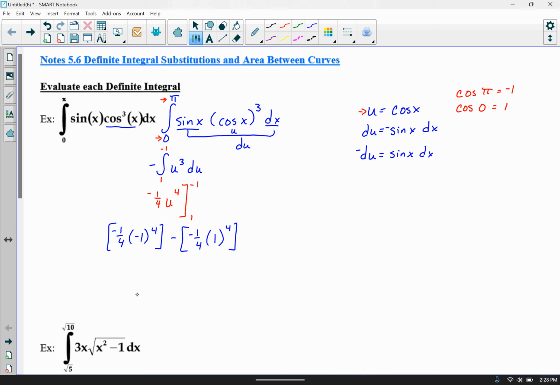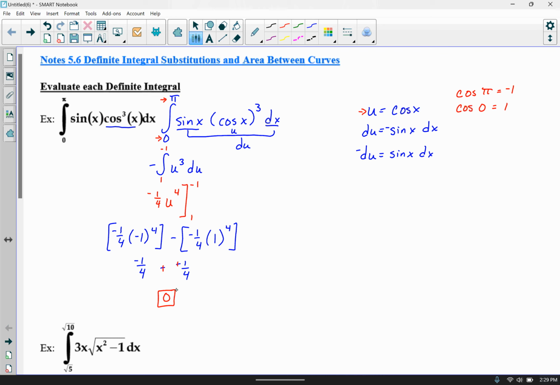All right, so then we just start to clean up. Of course, you can use your calculator. I'll just talk you through it, though. A negative raised to an even power comes out positive, and 1 raised to any power is still 1, times the -1/4. That's going to put you at -1/4, minus, on the back bracket here, 1 to the 4th power is still 1, times -1/4. It's going to get me a -1/4. Two negatives side by side turn into a positive. And so 1/4 minus 1/4 gives me a total area of 0.